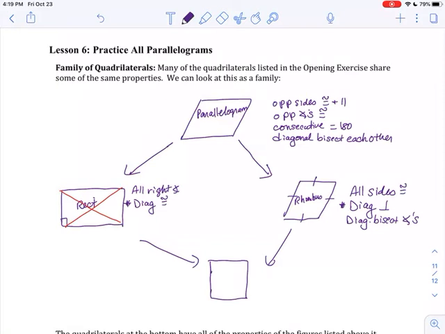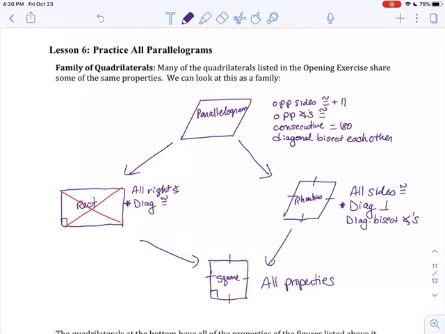And then if you sort of put the rectangle and the rhombus together, you have a square. A square is still a parallelogram. These are all parallelograms. A square has all right angles, all congruent sides. The diagonals are congruent. The diagonals bisect each other. The diagonals are a big thing that's always tested, but the square basically has all the properties.